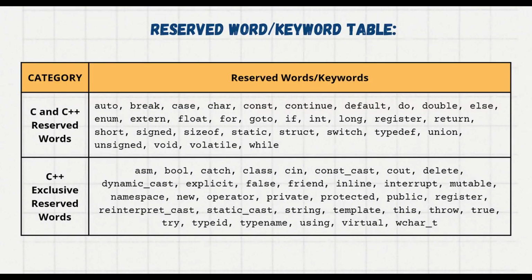Let's take a look at the table on the slide. It's divided into two main categories, C and C++ reserved words and C++ exclusive reserved words. In the first category, we have the reserved words that are common to both C and C++. These include fundamental keywords such as auto, break, case, char, const, continue, default, do, double, and others listed in this table.